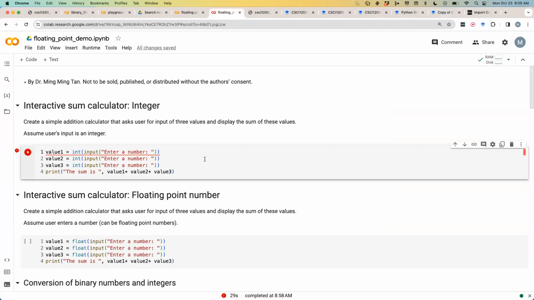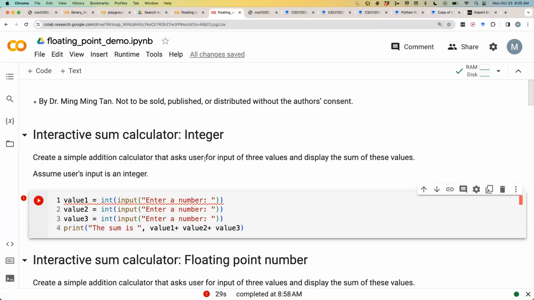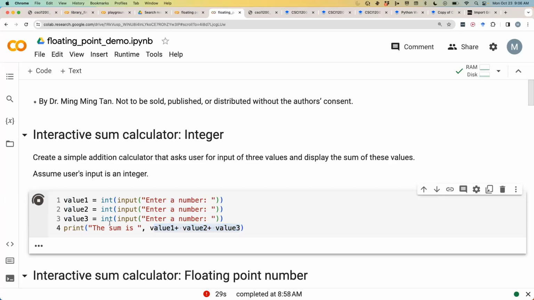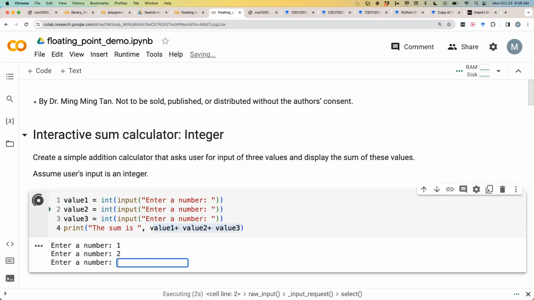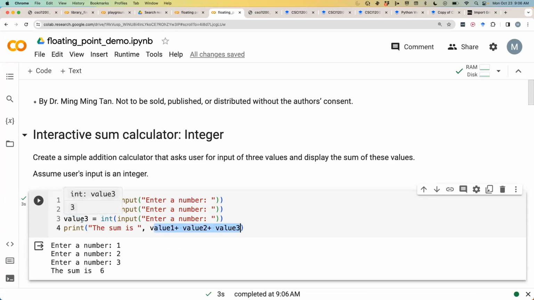So if you recall, every single time we talk about creating an interactive calculator, we always assume users input integers. In fact, all the values that we have used so far, mostly we are dealing with integers, okay? So here's an example where we create a very simple addition calculator where we ask the user for 3 values, and we assume the user always enters an integer. After the user enters a value, I typecast it immediately to int, okay? And then I do the sum by adding all these 3 values. So let's try, for example, 1, 2, 3, and I get the sum is 6, all right?